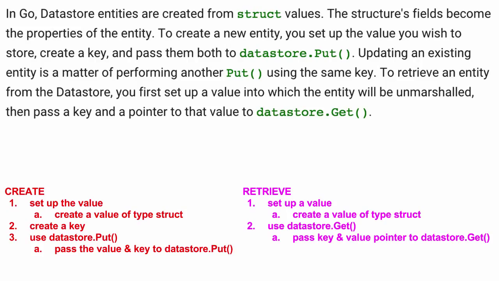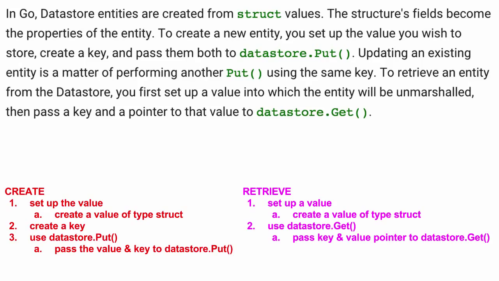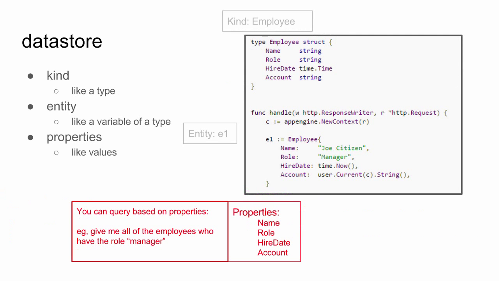So to create, set up the value. So create a value of type struct, right? Create a key and use datastore.Put to pass the value and key to the Datastore. So I'm not doing any of that right there. And to retrieve, you set up a value, create a value of type struct, use datastore.Get, and pass a key and value pointer to datastore.Get. So we'll see that in action.